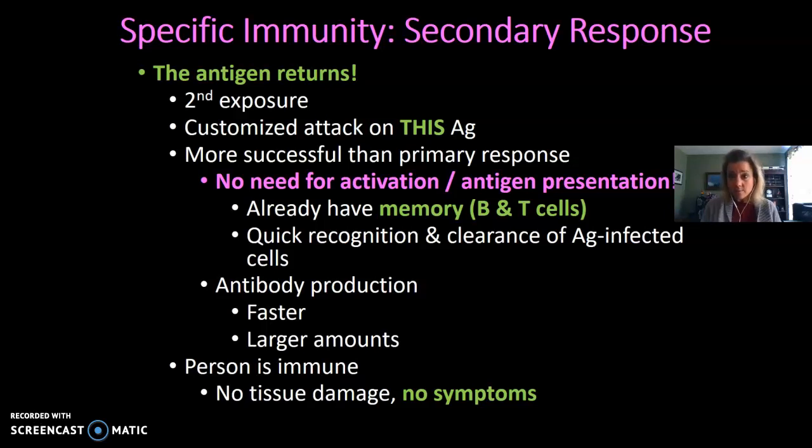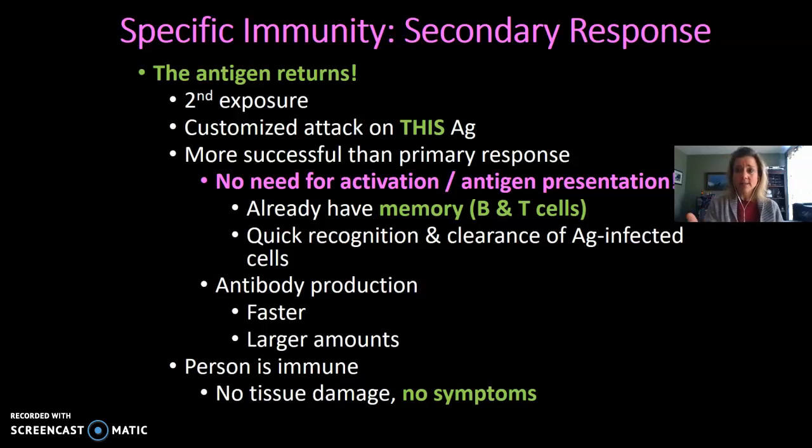Because we already have memory, and because our body has already learned what antibodies are needed and things like that, the secondary response is more successful than the primary response in the way that the secondary response is going to occur faster than our primary response will. And so because we already have memory, we're going to recognize this antigen very quickly, and we're going to be able to clear antigen-infected self cells very quickly as well.